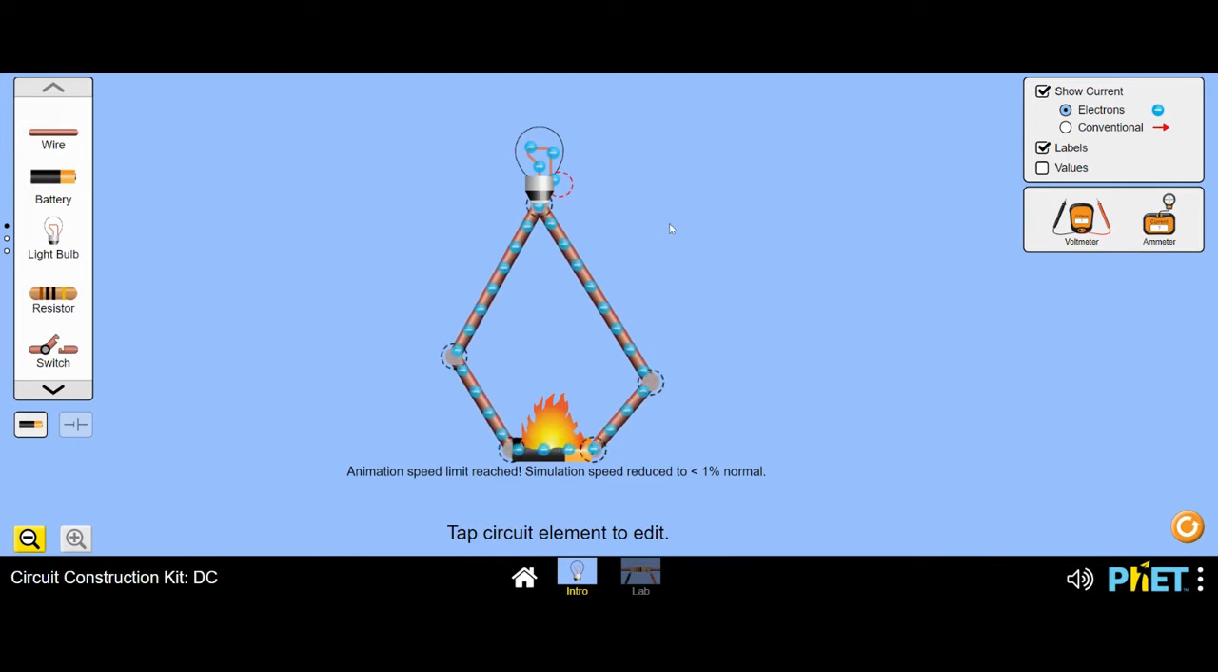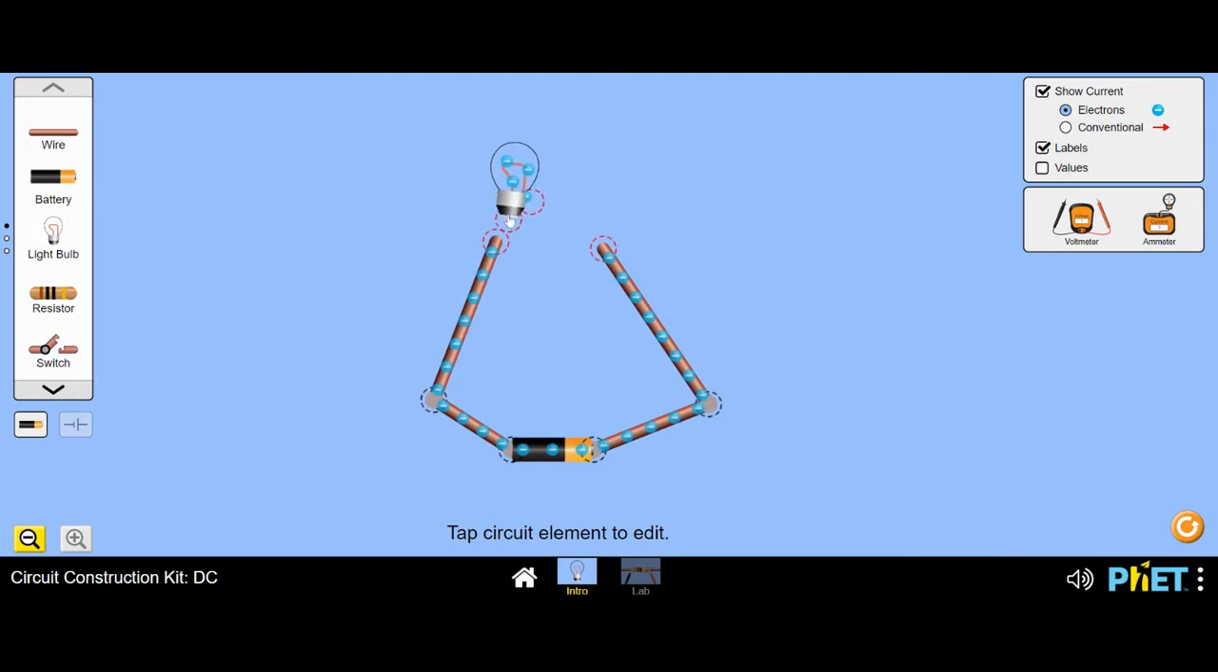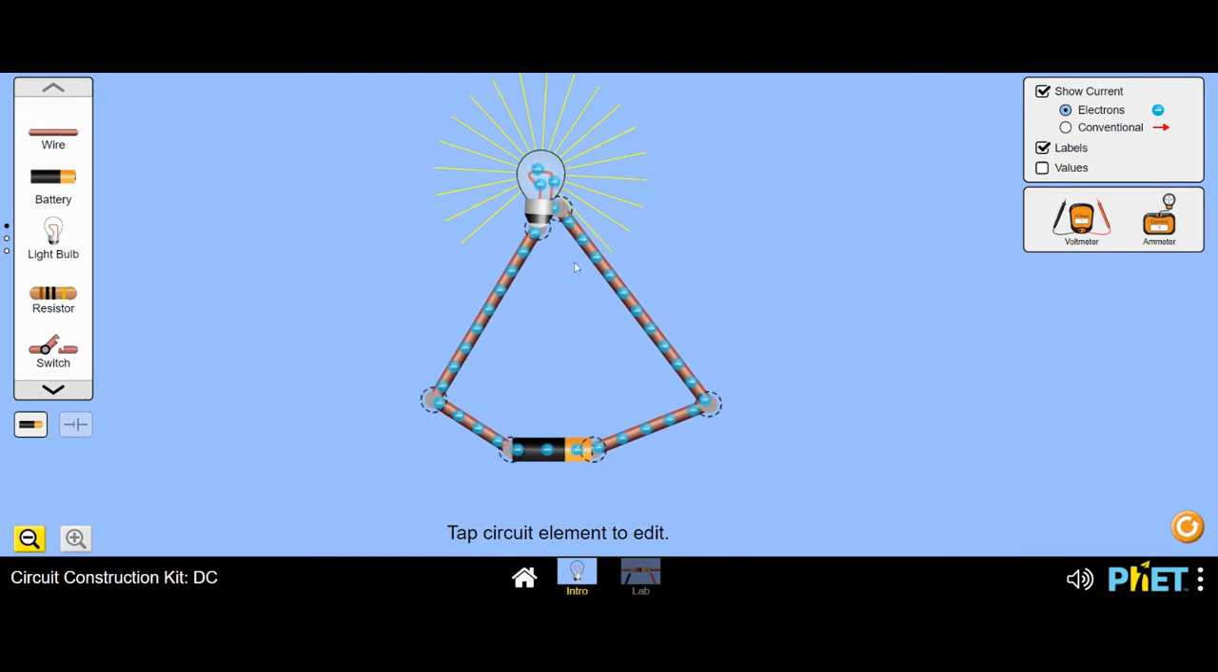That's no good. So if I click on here, I get a little scissors. Okay, no more fire. So we want to make sure that we have connected our light bulb to 2 different wires. There we go. So now we can see I've got a complete circuit. My electrons are moving around in my circuit and my light bulb is showing brightness.